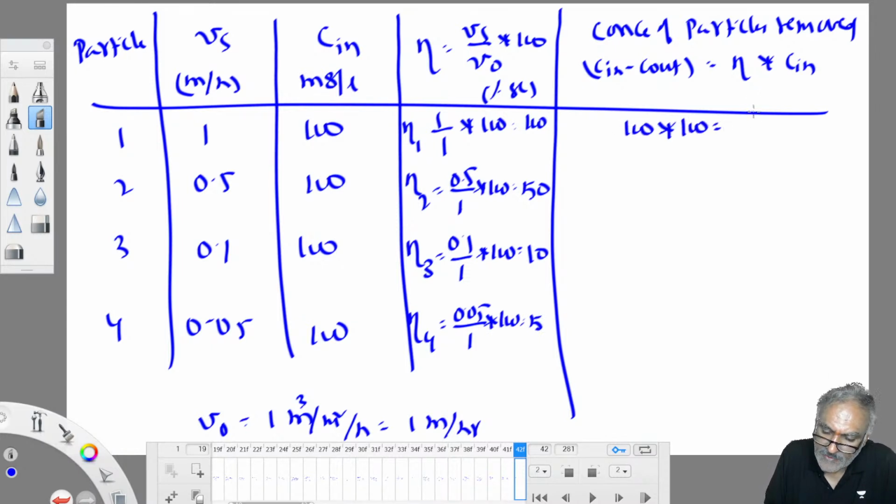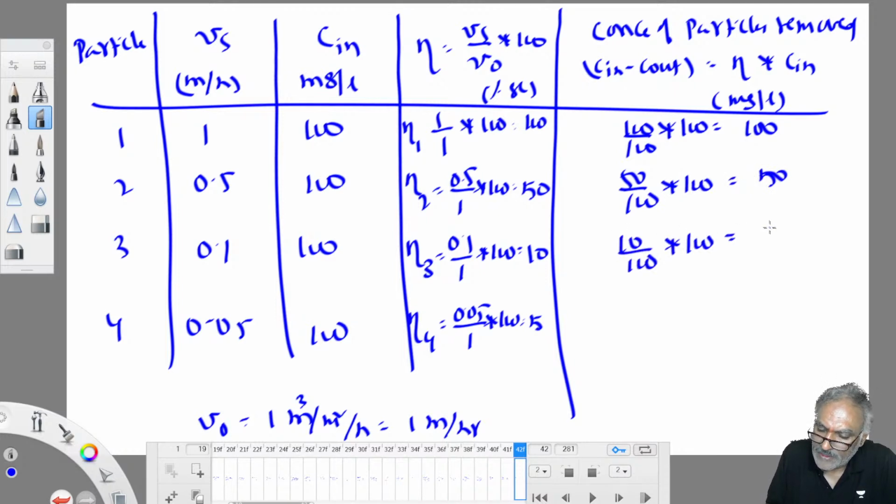So concentration of particles removed is 100 milligram per liter, which is 100% of 100 milligram per liter. This is 50% of 100 milligram per liter, so 50 milligram per liter is removed. This is 10% of 100 milligram per liter, so 10 milligram per liter is removed. This is 5% of 100 milligram per liter.